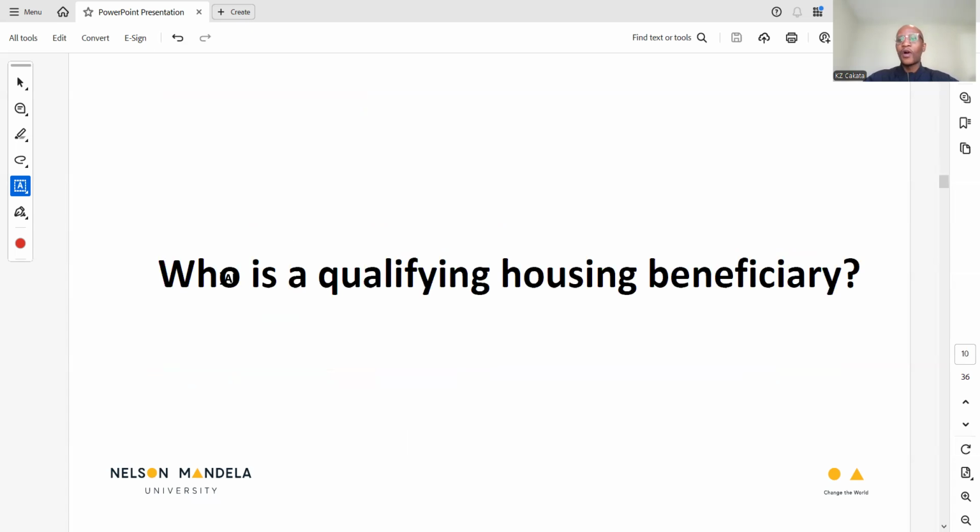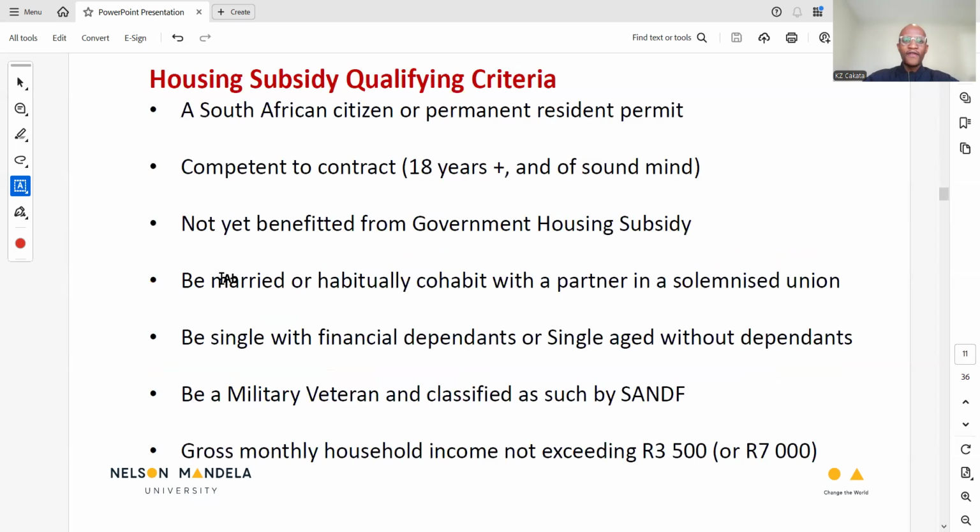Now, who is a qualifying housing beneficiary? A qualifying beneficiary is these two things. It has to be a South African citizen or permanent citizen. So if you're a foreign national, you cannot qualify for a housing subsidy. They are competent to contract, which is 18 years and above, and of sound mind. So people who have a diagnosed mental condition cannot participate. You have not benefited in subsidies in the past.